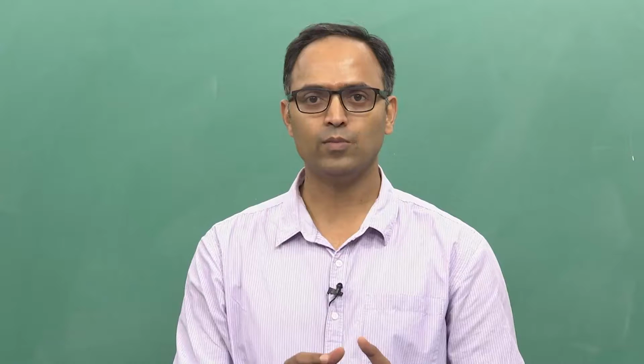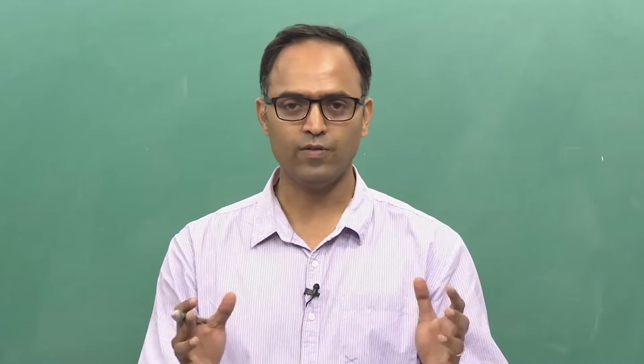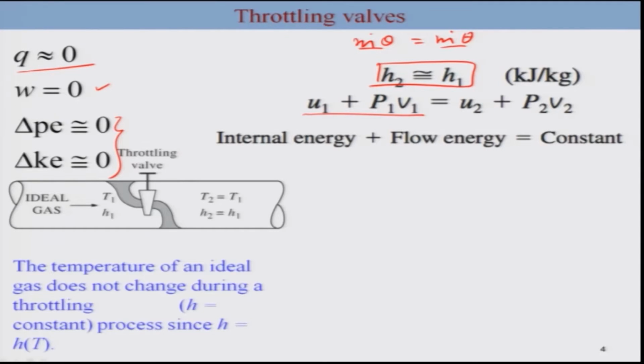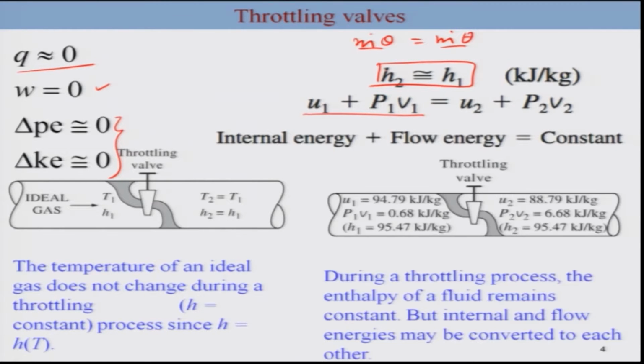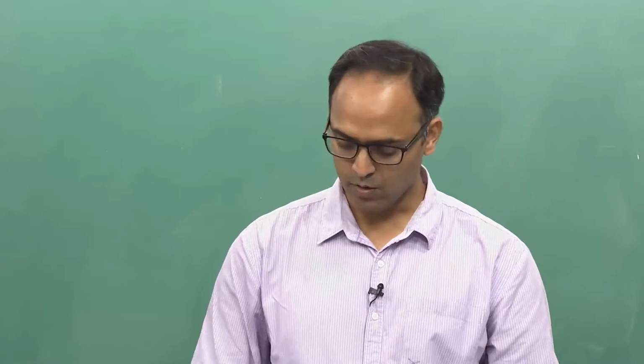So, a throttling valve essentially means that the enthalpies are the same. You have internal energy plus the flow energy term as a part of the enthalpy. They can interchange, but the total value should remain constant. Okay, so if you consider an ideal gas, we know that enthalpy is only a function of temperature, and hence if enthalpy is constant, the temperature is constant for an ideal gas throughout this valve. During this throttling process, the enthalpy of a fluid can remain constant, but internal and flow energy may convert into each other. So, the flow energy can lose some energy, and the internal energy can gain during this process. That is some aspect which we are going to look at in an example.